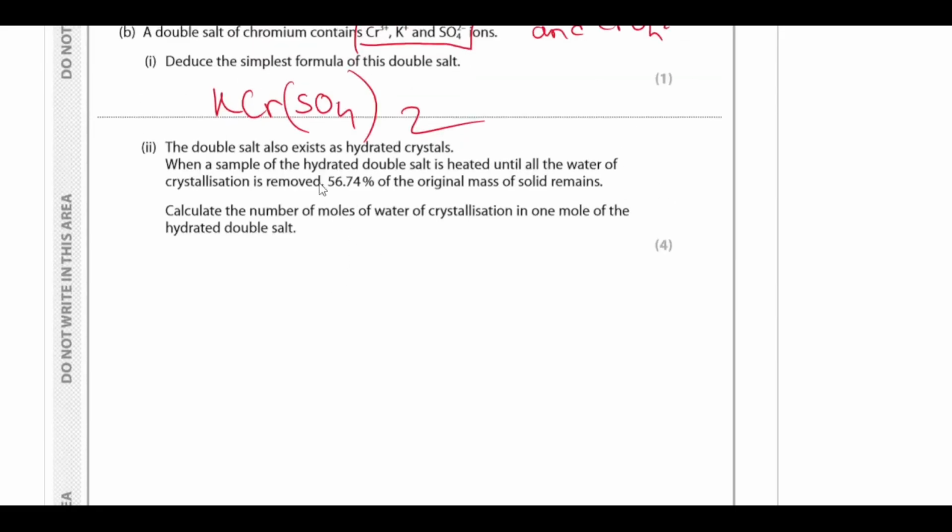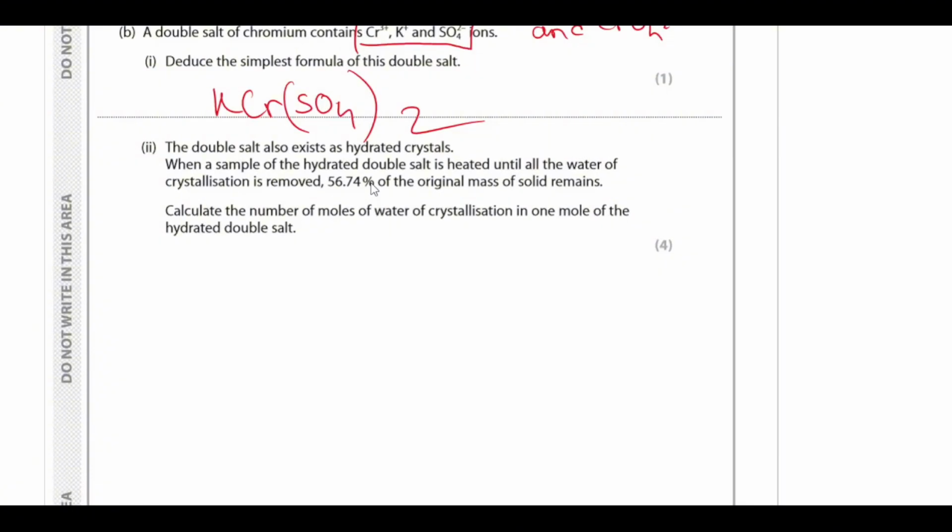Now, moving on, the question said that the double salt also exists as hydrated crystals. When a sample of the hydrated double salt is heated until all the water of crystallization is removed, 56.74% of the original mass of solid remains, they said here. So they told you to calculate the number of moles of water of crystallization in 1 mole of the hydrated double salt. Basically, they're telling you to find the value of x in the hydrated salt.